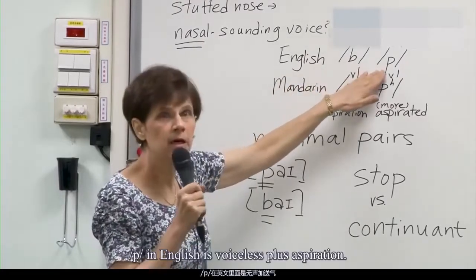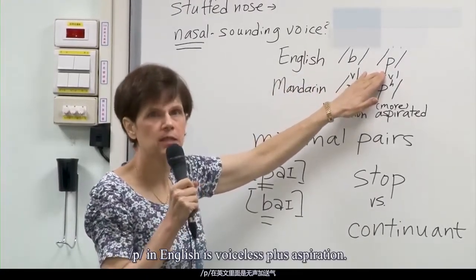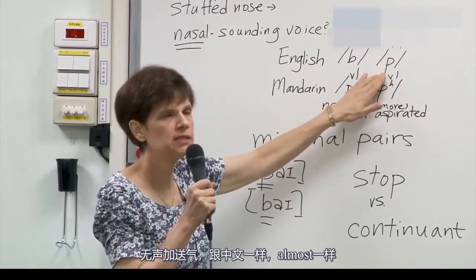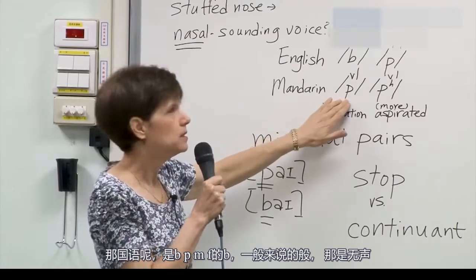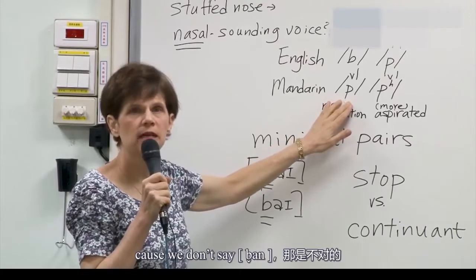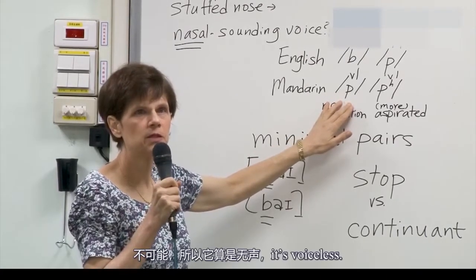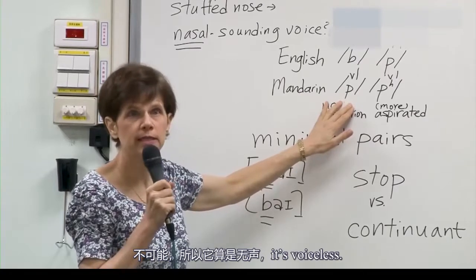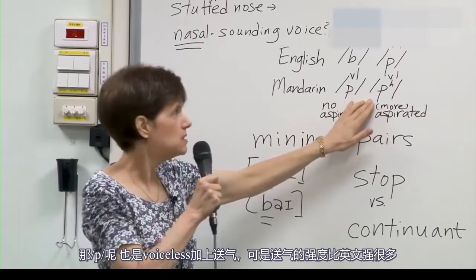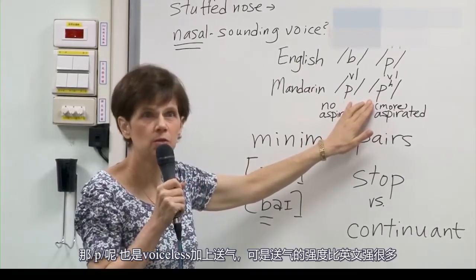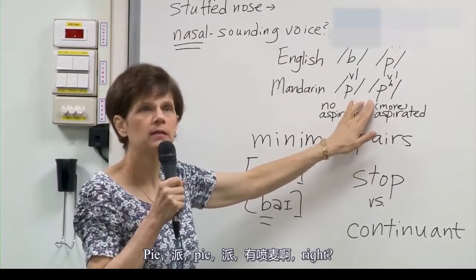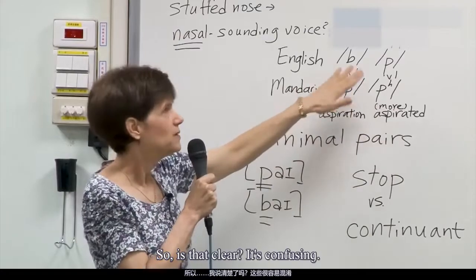Okay? So, in theory, b is voiced, no aspiration, but sometimes it's voiceless if it's the first sound of an utterance. P in English is voiceless plus aspiration. 无声加送气，跟中文一样，almost 一样。那国语呢是 b p m f 的 b，一般来说的班，那是无声，cause we don't say 班，那是不对的，不可能，所以它算是无声，it's voiceless。那 p 呢也是 voiceless 加上送气，可是送气的强度比英文强很多。派派派派有喷麦啊，right? So is that clear?